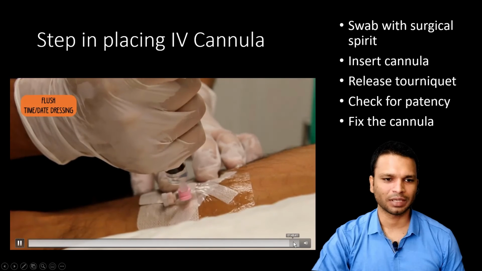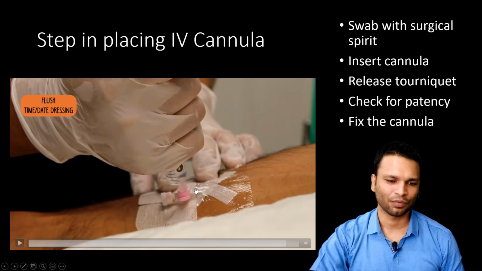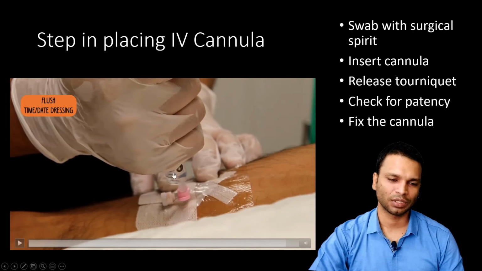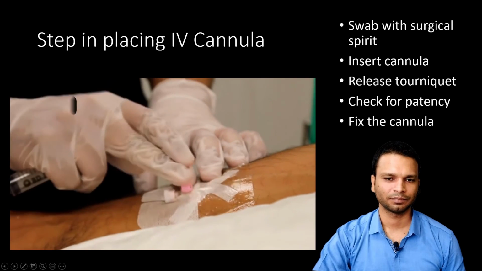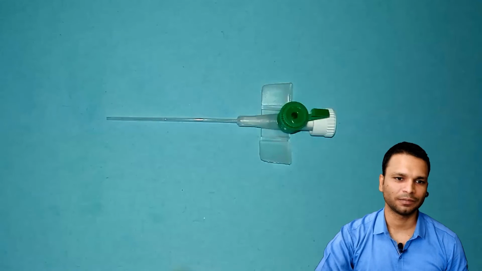So this is how you place an IV cannula. Here they are checking it again. Maybe while fixing the cannula it might be pushed out of the vein, so they are checking the patency again. So that's how you place an IV cannula.